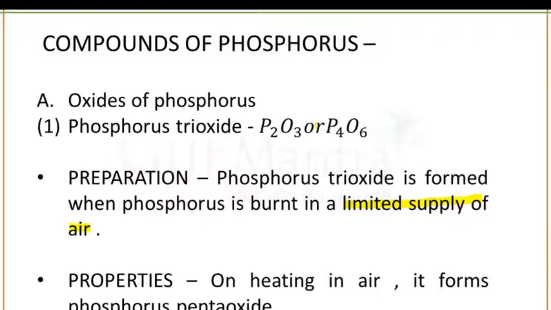Phosphorus trioxide on reacting with water will form phosphorous acid, and on heating in air it will form phosphorus pentoxide. This is very important. And also P4O6 is a ligand for transition metals comparable to phosphite. This point I repeat, P4O6 is a ligand for transition metals comparable to phosphite. This point we will study in the next topic, that will be your coordination compounds.